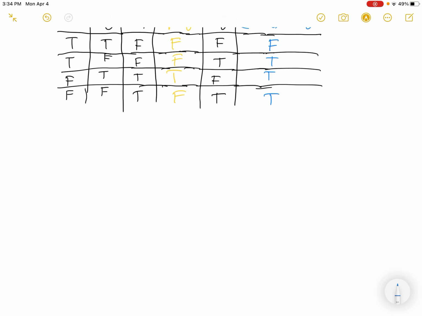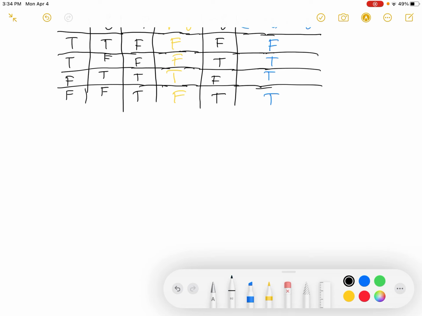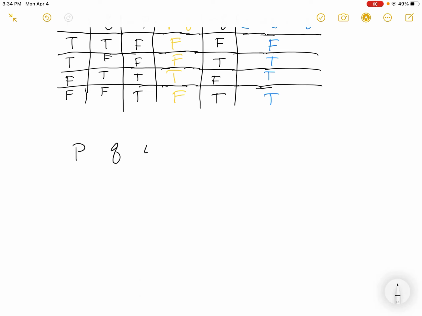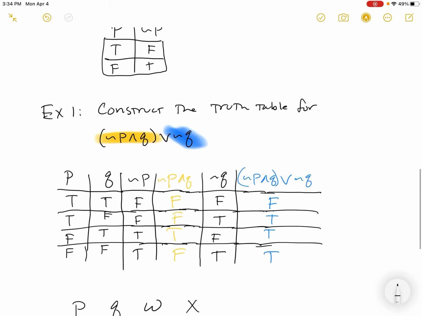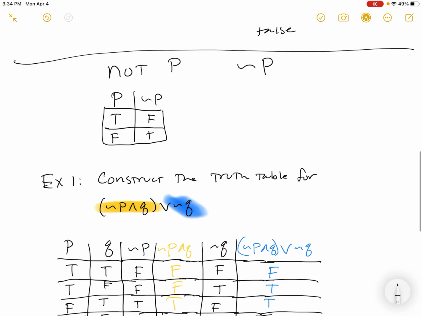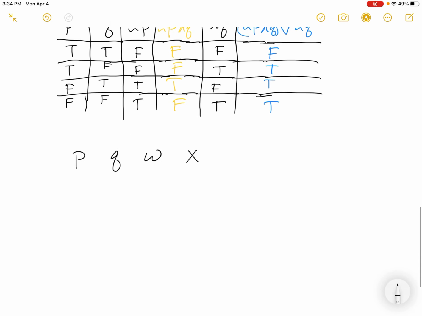Now, some other things that are brought up in this section that you'll be asked questions about is sometimes you'll have logical statements that have P, Q, W, X, right? They have a bunch of statements. And so if you look at the number of rows in our truth table, there are 4 rows in all of our truth tables so far. And that's because we've only had 2 ones.